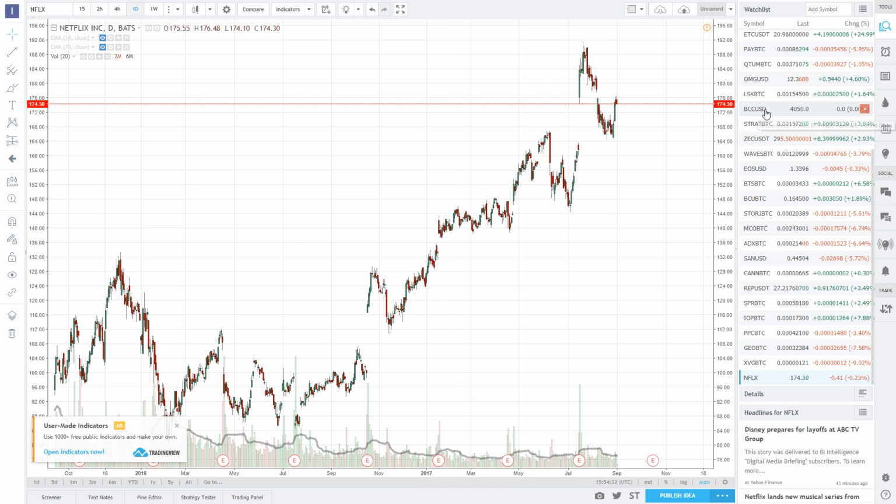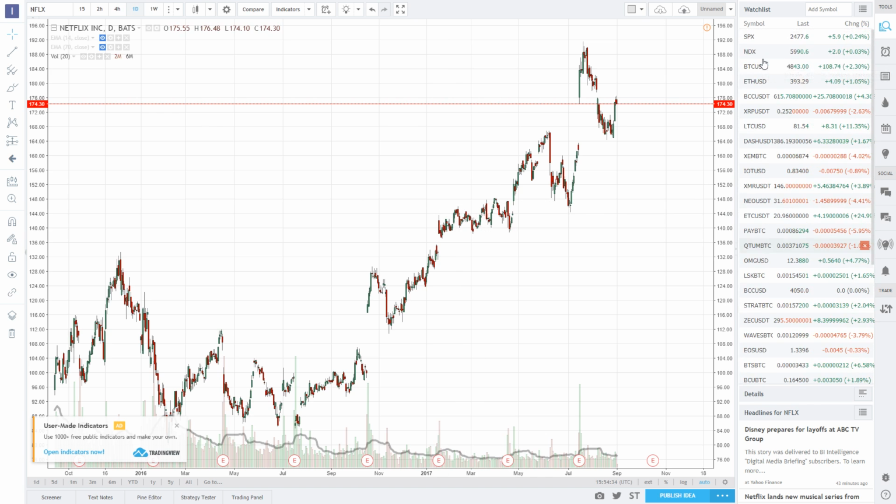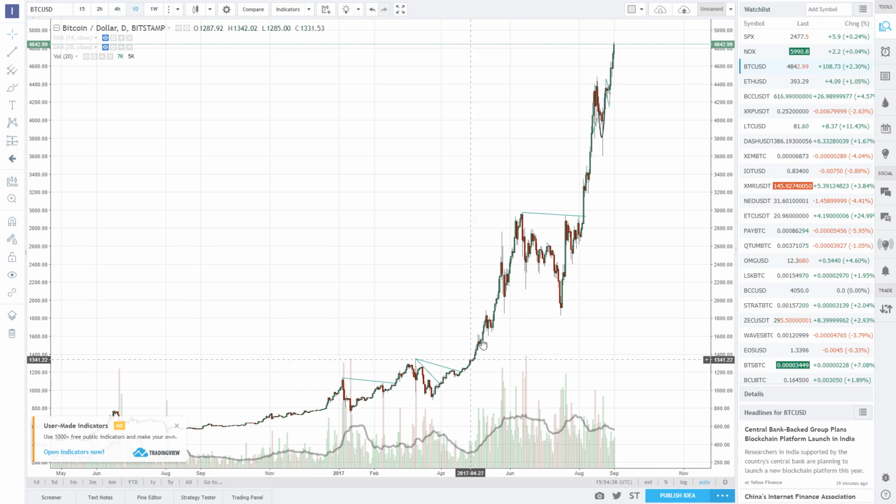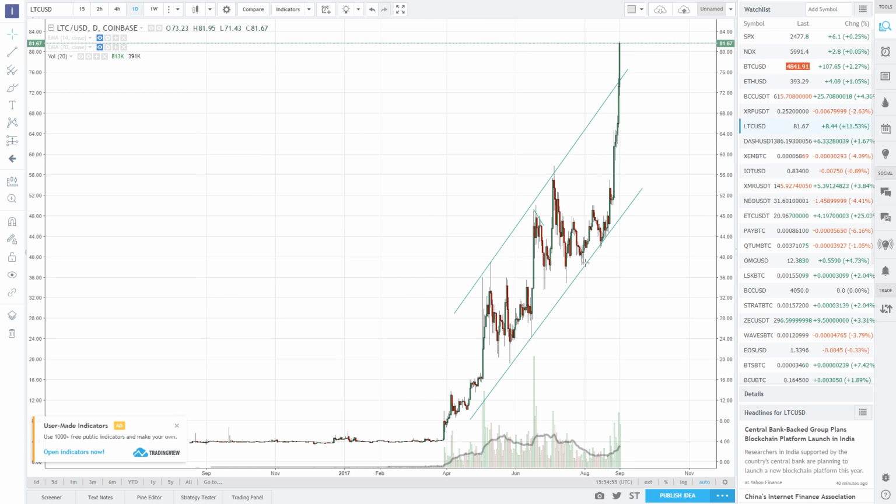Now let's go back here to Bitcoin. Same time frame. Look at these massive runs. I mean, massive run, and then you have a selling signal, and then you stay out of it for a while, then you get a buying signal, and then you jump back in it, and you're making 20%+ moves constantly, constantly.